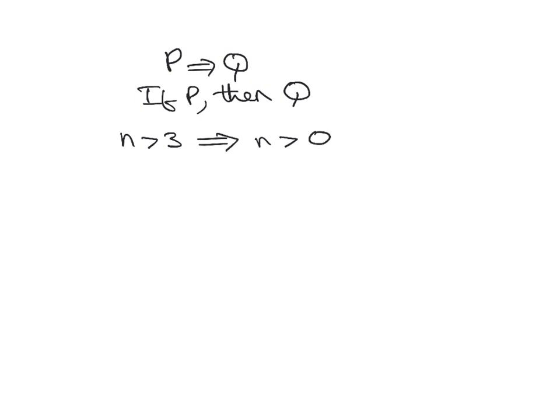So this should clearly be a true statement, because whenever n is greater than 3, it should also be true that n is greater than 0. So if this is true, so if P is true, then Q should also be true.